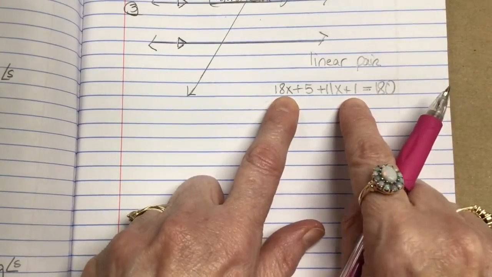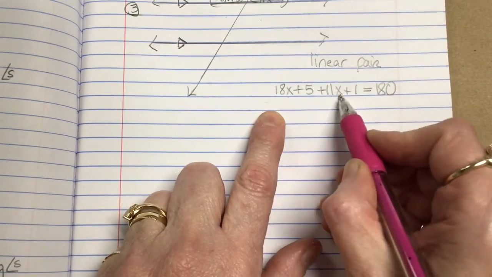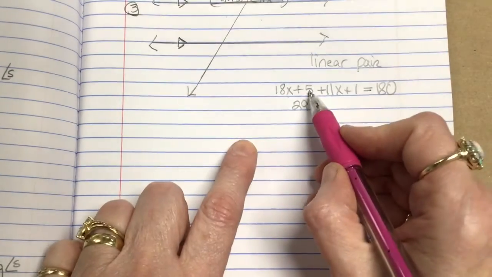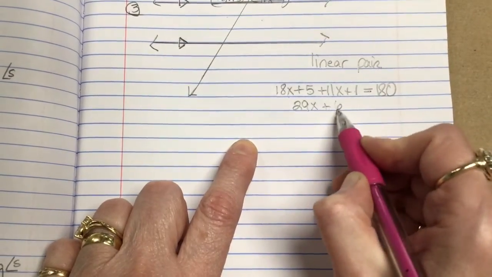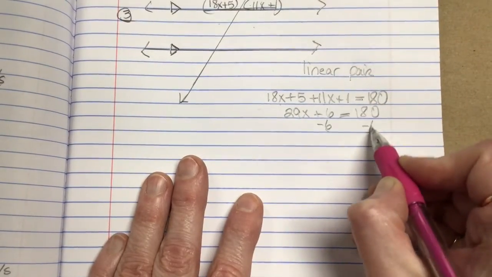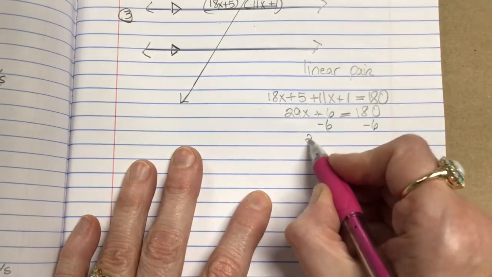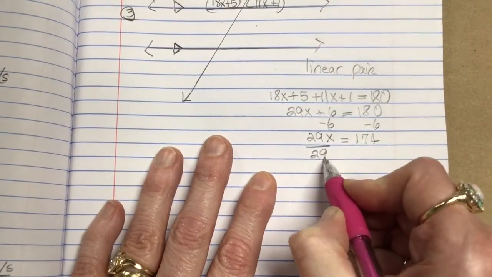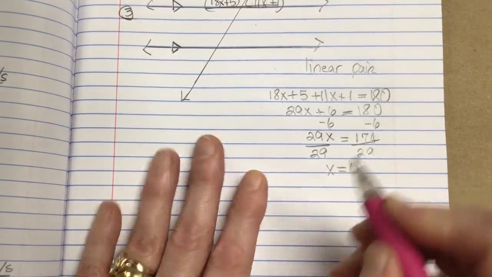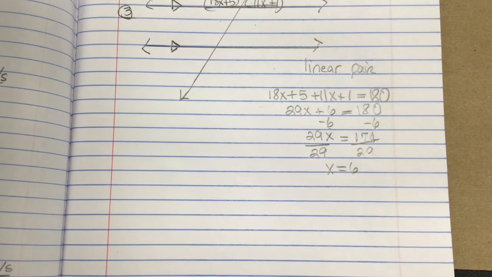Let's clean it up. I got 18x's. It makes life so much easier. 18x's plus 11x's is 29x's. I am not moving anything. Plus 5 plus 1 is 6, equals 180. Minus 6, I'm going to tell you, this is the best way because you don't make as many mistakes. Divide by 29, and they always come out even. For us, at least now. ACT, I don't know. X equals 6, and you got it.